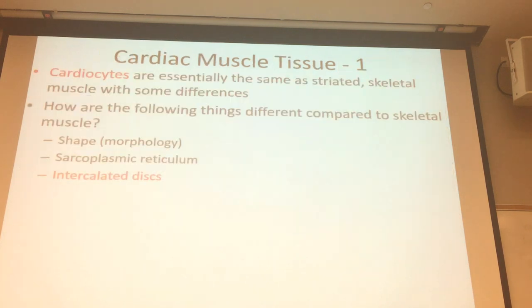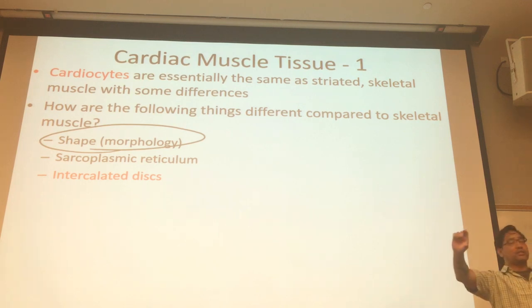All right? Now, last couple things, cardiac muscle. Something you absolutely have to understand about cardiac muscle is that they're pretty much the same, except that they are uninucleate. And the other thing is their shape is very different. Their shape is different because they are not just long cylinders. They kind of branch out, okay?